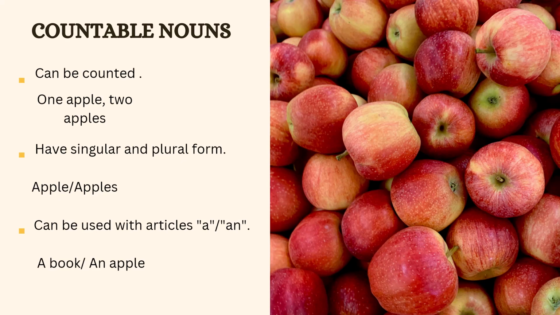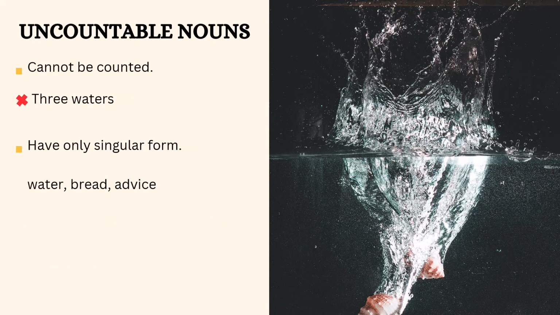So let's go for uncountable nouns. Uncountable nouns have two main features. The first one is that they cannot be counted. Look at the picture. It's a picture of water, right? Can you count it? Do you see any individual item of, for example, some amount of this water? Of course not. So we cannot count them.